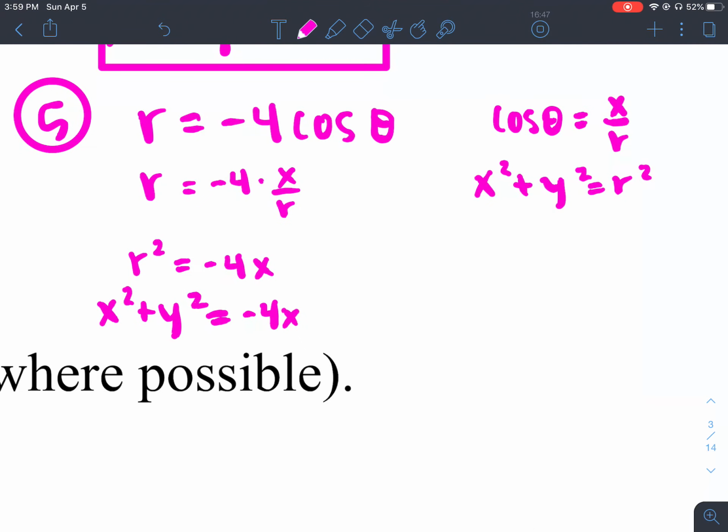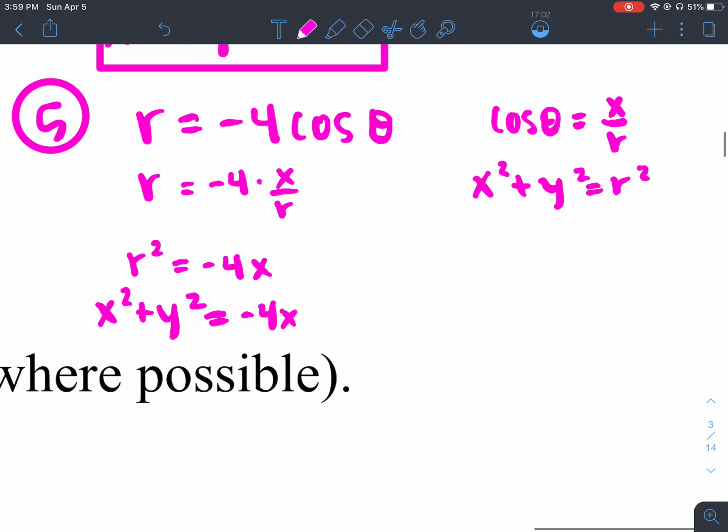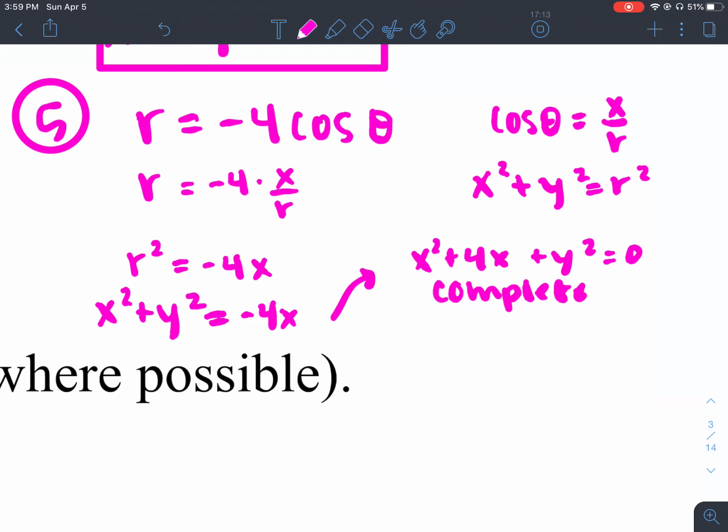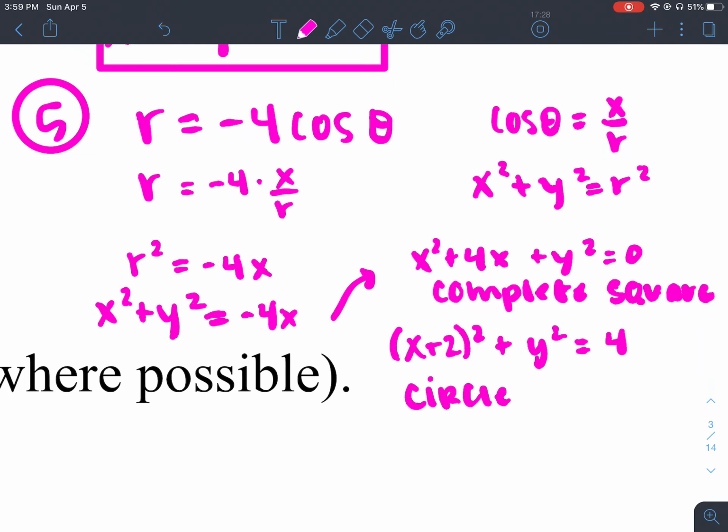Number 5, I don't necessarily want to get y equals, because the fact that both an x and a y are being squared tells me this is probably either a circle or an ellipse of some sort. But what I want to do is get this in my best graphing form. So I'm going to add 4x to both sides. So I get x squared plus 4x plus y squared equals 0. And then by completing the square, I'm going to skip it because you guys are all experts in completing the square at this point. But if we complete the square, we get x plus 2 squared plus y squared equals 4. So this is a circle.